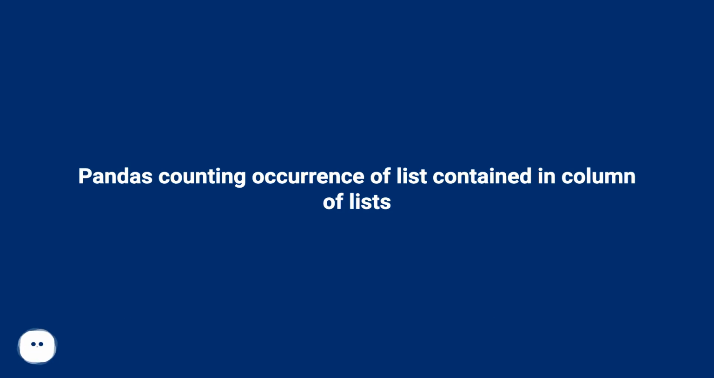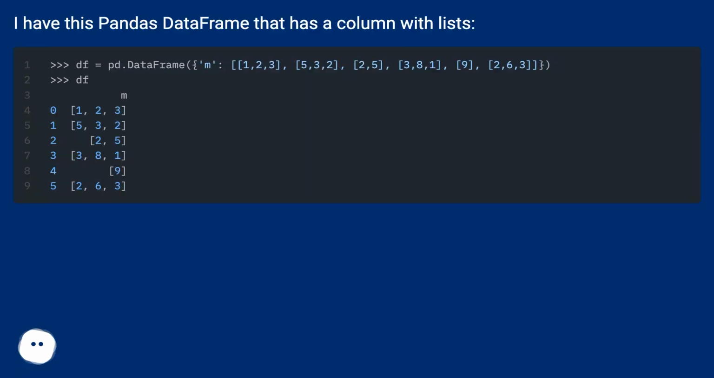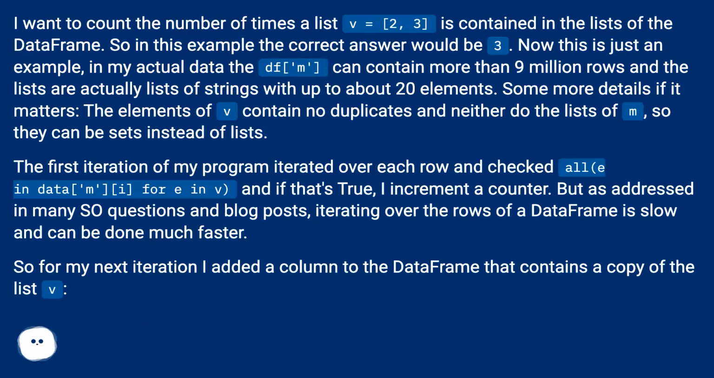Pandas counting occurrence of list contained in column of lists. I have this pandas data frame that has a column with lists. I want to count the number of times a list v equals [2, 3] is contained in the lists of the data frame. So in this example the correct answer would be 3. Now this is just an example.